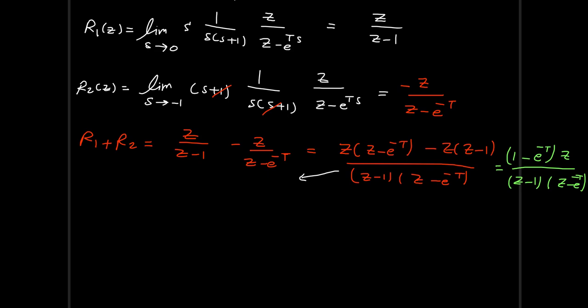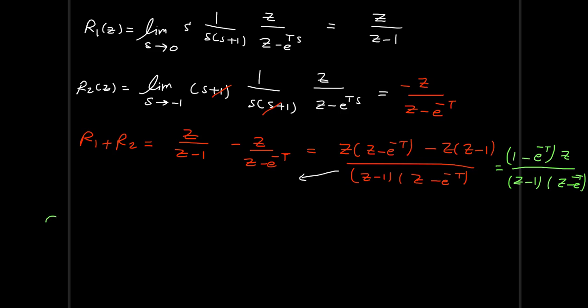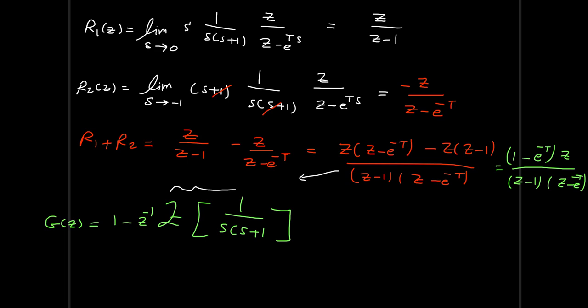So we need to find G of Z. Now G of Z was equal to (1 minus Z^-1) times the Z transform of 1 over S plus 1. Now the Z transform, this one, we already found it here.